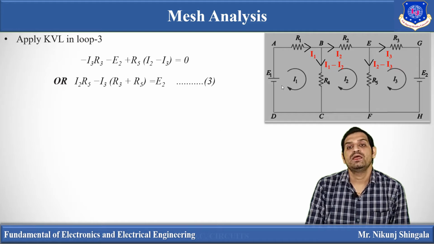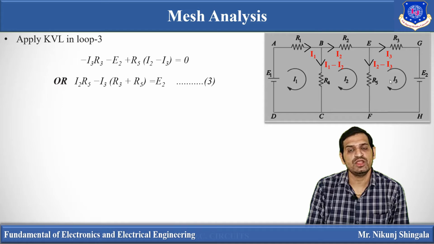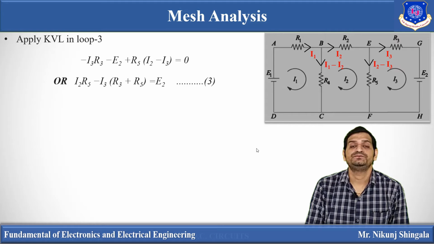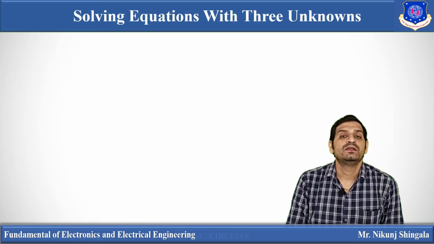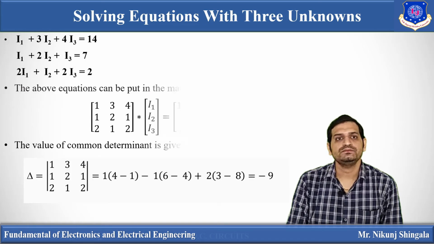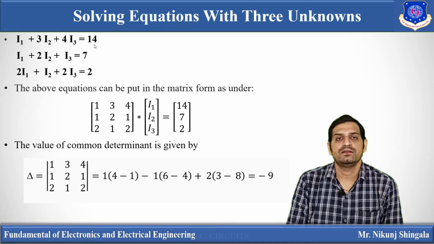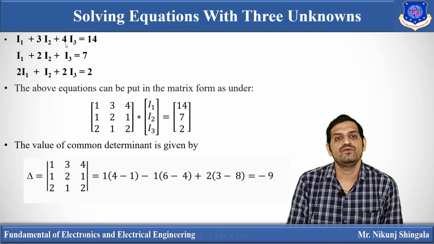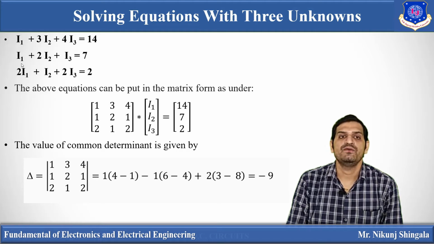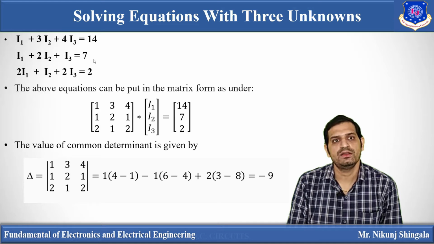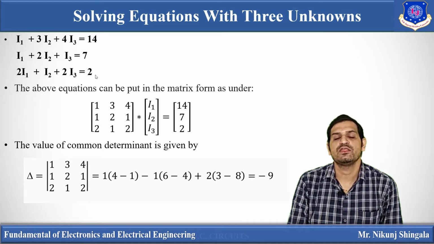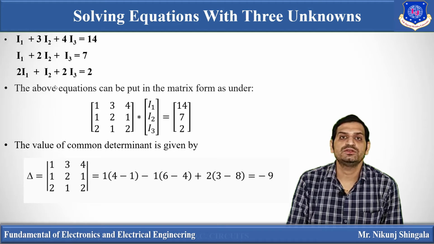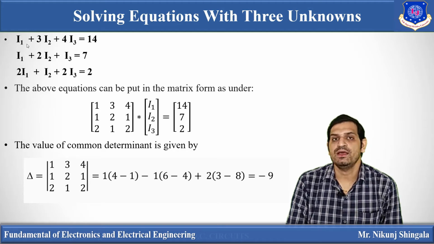As there are three loops, we are getting three equations which consist of three unknowns. Now, the unknown currents are I1, I2 and I3. How to solve the equations with three unknowns? Suppose these are the three loop current equations: I1 plus 3I2 plus 4I3 is equal to 14, I1 plus 2I2 plus I3 is equal to 7, 2I1 plus I2 plus 2I3 is equal to 2. So these equations consist of three unknowns, that is I1, I2 and I3.